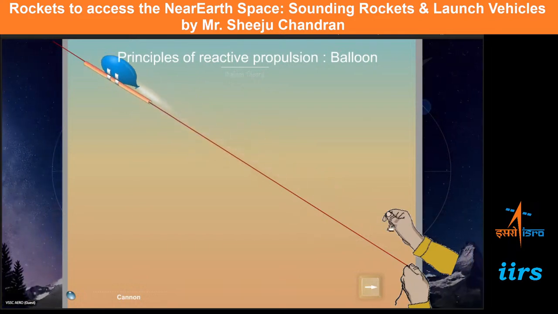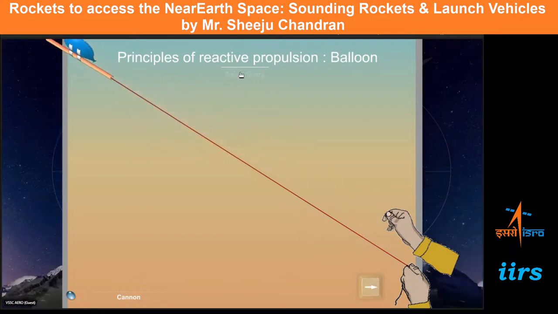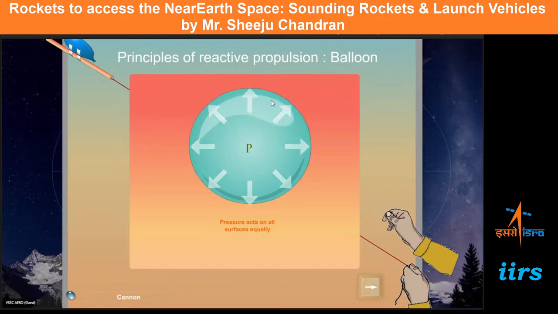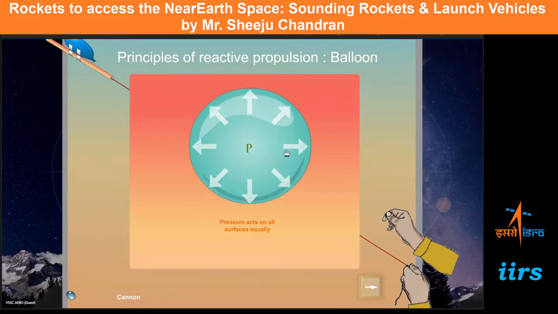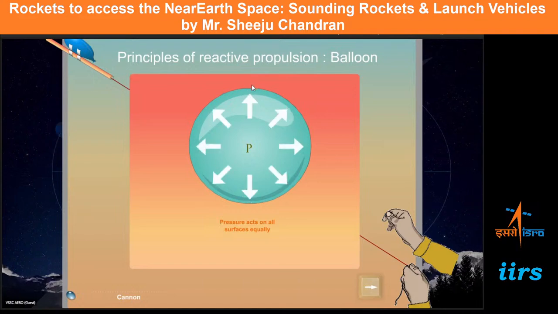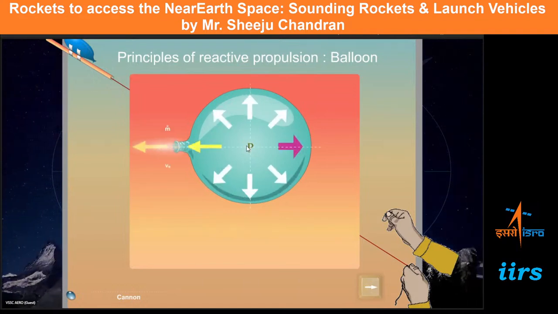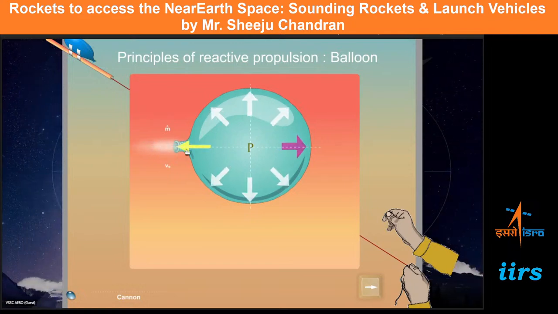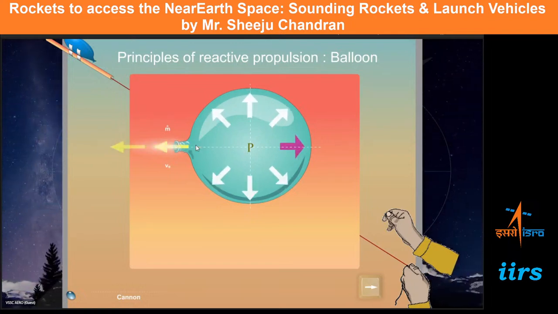So this is how it functions. If you want to go into slightly more detail, when you have a closed balloon, you have pressure acting on all the surface of the balloon wall. This is a simple way by which physicists used to describe this. And then when you open one side, what happens? The air escapes, so there is no reaction on that side.